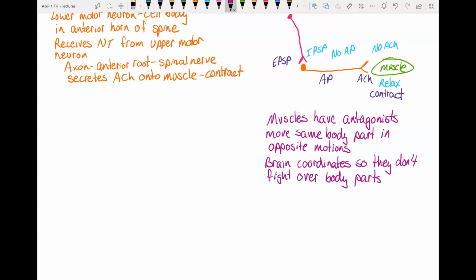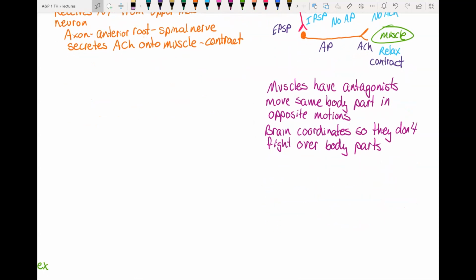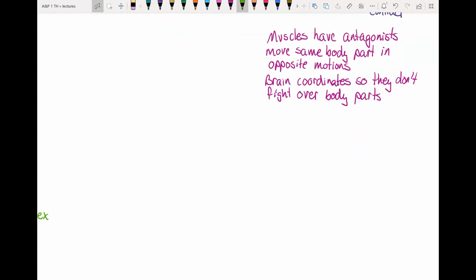So for example, when your brain is telling your biceps to flex and pull your forearm up, it's purposely sending IPSP to your triceps. So if we do another scenario here, if you have your biceps here and your triceps here, they are antagonistic. So they each have their lower motor neuron.